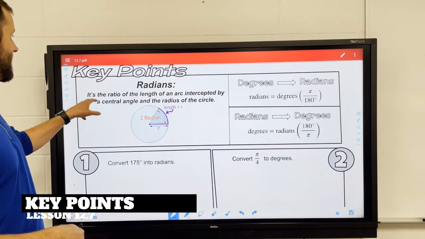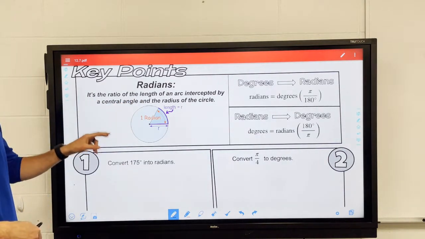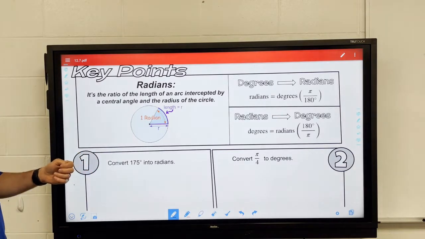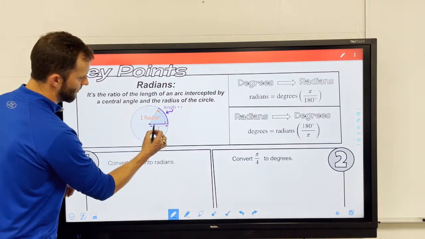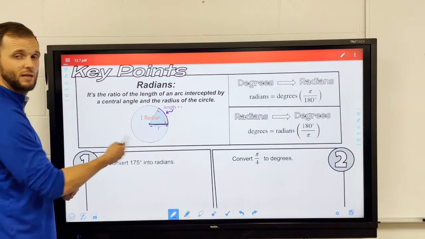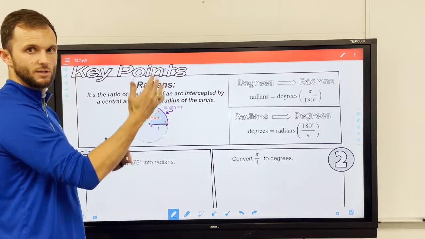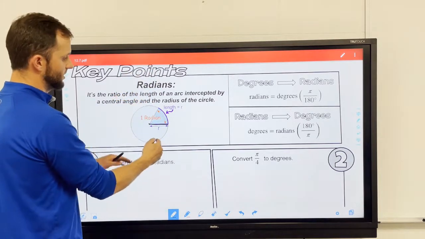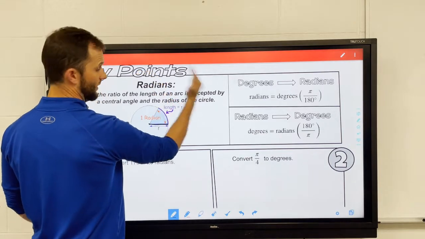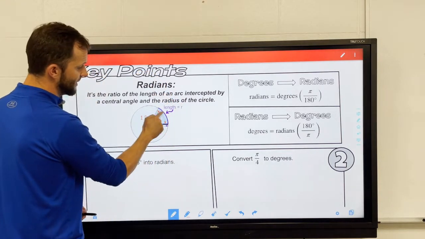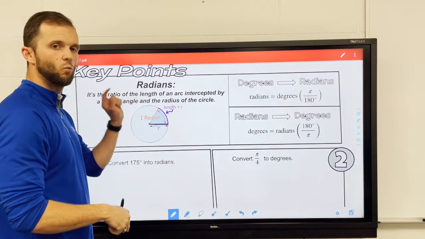A radian is the ratio of the length of an arc intercepted by a central angle and the radius of the circle. So to be blunt, if I have a circle and I take that radius, which is represented as r, and let's say it was like a noodle that I could lay down, and I actually took that radius and laid it down on the outside of the circle, that segment is the same length as the radius, so that is known as 1 radian.